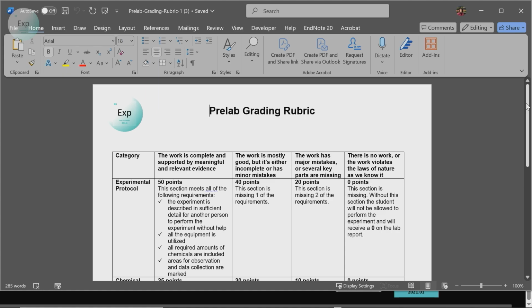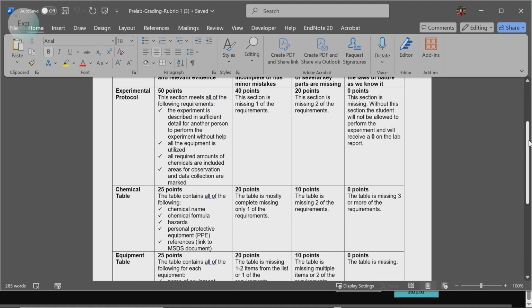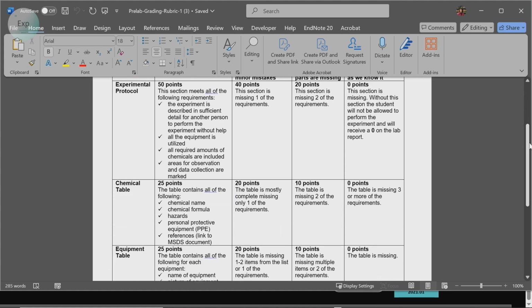In this category that is worth 100 points total, I score students on their experimental protocol, which is worth half the points, or 50 points. In order for students to get the full credit for this category, I expect them to meet all the following requirements. The experiment has to be described in sufficient detail for another person to perform the experiment without help. So there will be no access to videos when they're performing the experiment.